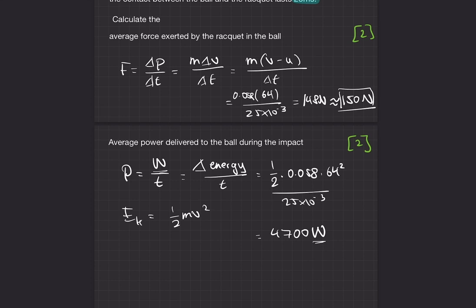So hopefully this last part made sense. It's a bit extra, but it's a similar idea of thinking about what's changed. Well, we know that the velocity has changed, and how can we think of power? Well, power is how much work we've done on an object, divided by the time it took. So it's the rate at which energy is supplied to an object. So hopefully that makes sense.